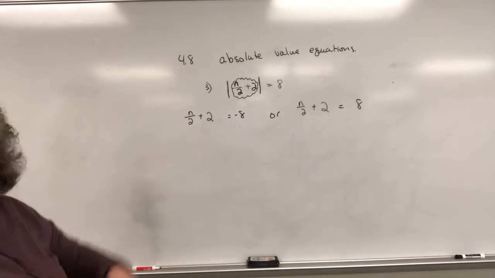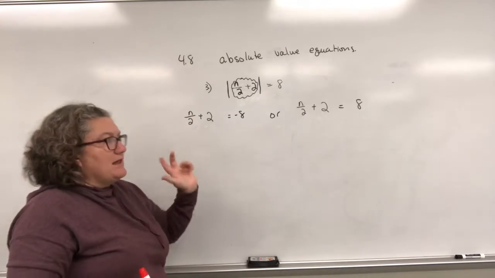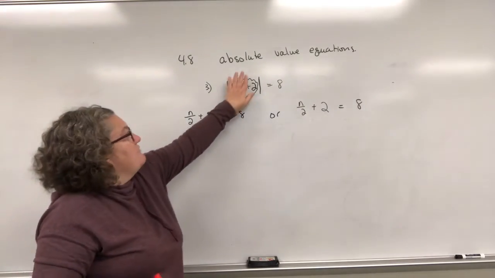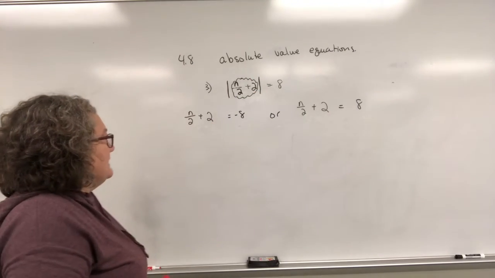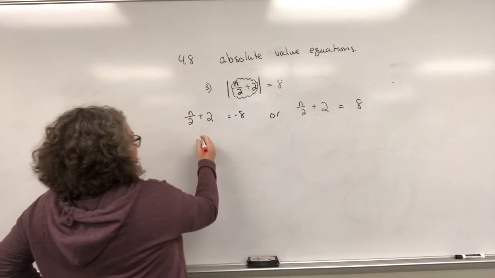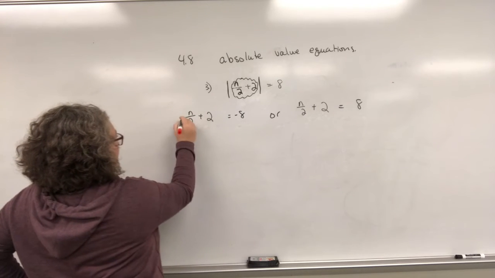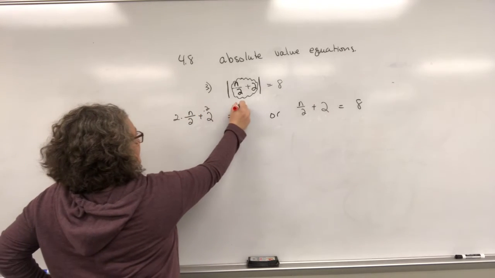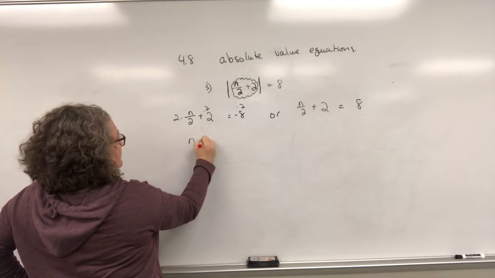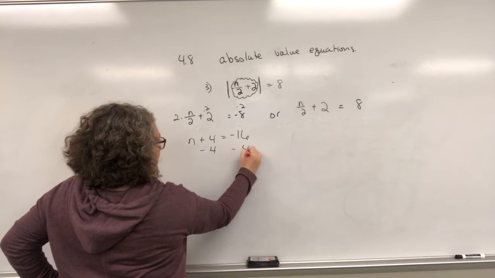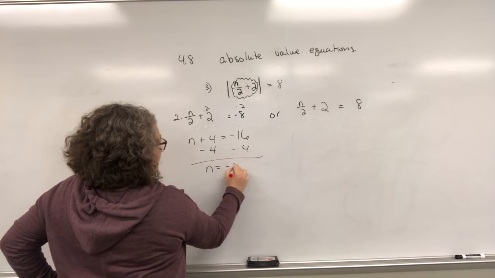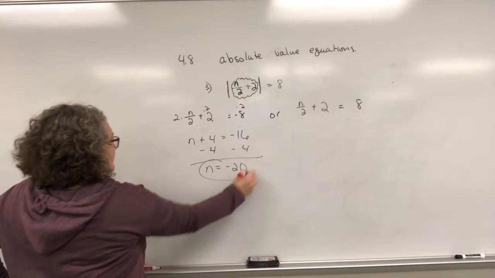So we're going to have 2 answers. It's not going to be a plus and a -8. It's whatever is inside here. This has to be 8. So that answer has to be equal to -8. So I'm going to solve it. I can get rid of my fractions if I want. Multiply everybody by 2. And then I have n plus 4 equals -16. Subtract 4. n equals -20. So there's my first answer.